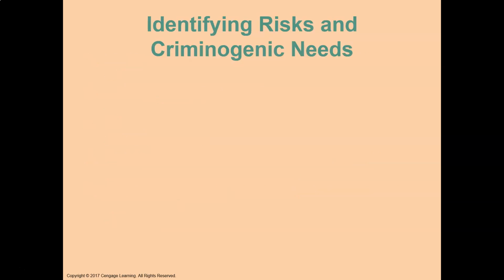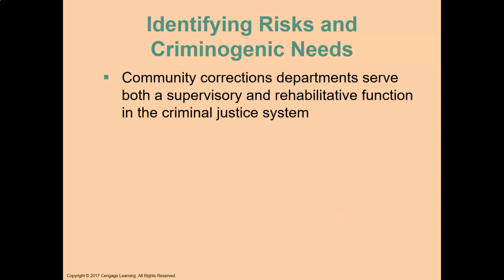Identifying risks and criminogenic needs. Again, doesn't that sound exciting? They use big words to describe really simple concepts. Criminogenic needs. This is defined in your book as basically problems, habits, or deficits that are directly related to an individual's involvement in criminal behavior. So really, we're just trying to figure out what it is that makes the person a criminal.